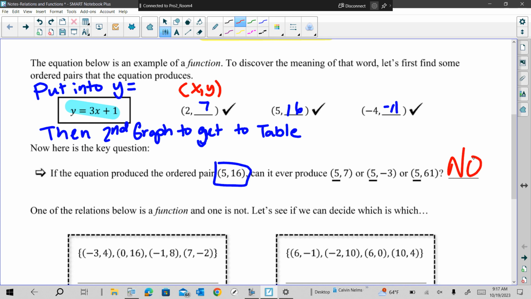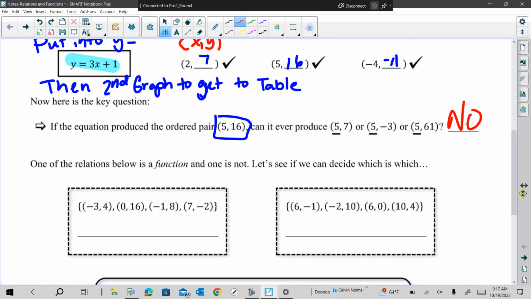Okay. That's the difference between a function and a relationship. Or that determines if the relationship is a function. One of the relationships below is a function, one is not. The way you check, guys, underline the first coordinate of each ordered pair. We got negative 3, 0, negative 1, and 7. Did any of those numbers repeat? No. If they do not repeat, then it's a function.